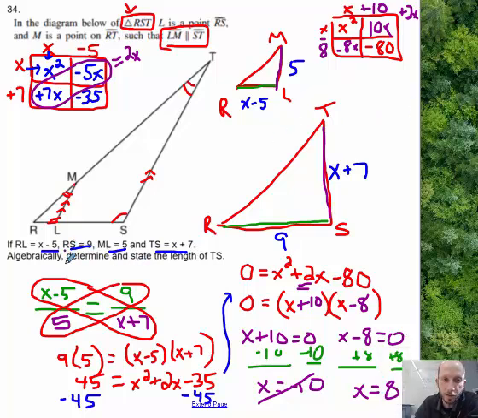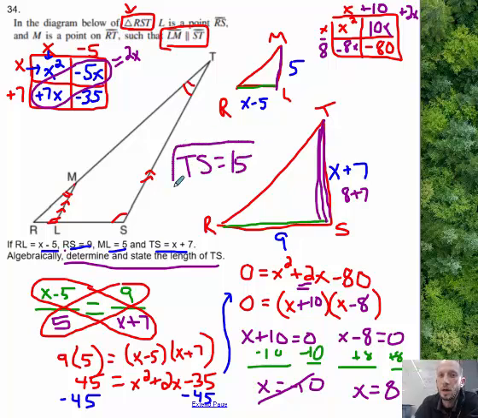Now, I never annotated and figured out, determine and state the length of TS, which is over here. So since I got x equals 8, this becomes 8 plus 7. And so I get my final answer that TS is equal to 15. And seems pretty nice. Let me just check my work, because this would mean, if that's 15, that this is a scale factor of 3. And if x is 8, 8 minus 5 is 3, and 3 times 3 is 9. I now know that I got this problem right.